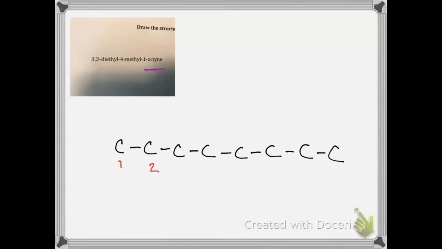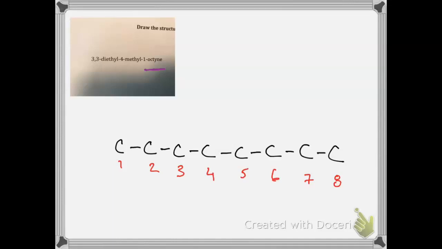So the first thing that I suggest doing is you start with your parent chain, and you simply write it out in a linear chain. 1, 2, 3, 4, 5, 6, 7, 8. Very next thing I'd do, as a reminder to myself, is write in the carbon number. In other words, give each one of these a number corresponding to its position on the chain. And we're going to erase this later to clean it up a little bit.